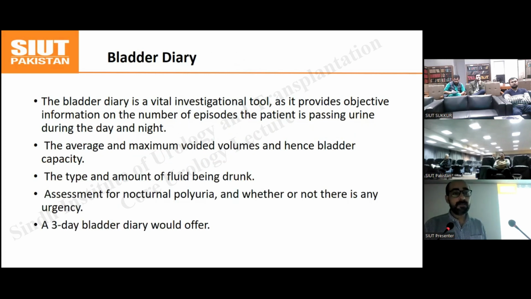Then the bladder diary. The bladder diary is a vital investigation tool as it provides objective information on the number of episodes the patient is passing urine during the day and night, the average and maximum voided volume and hence bladder capacity, the type and amount of fluid being drunk, the assessment of nocturnal polyuria, and whether or not there is any urgency. A 3-day bladder diary would offer this.